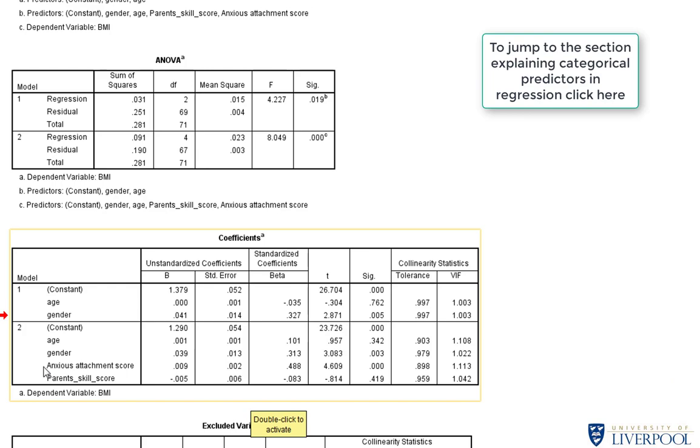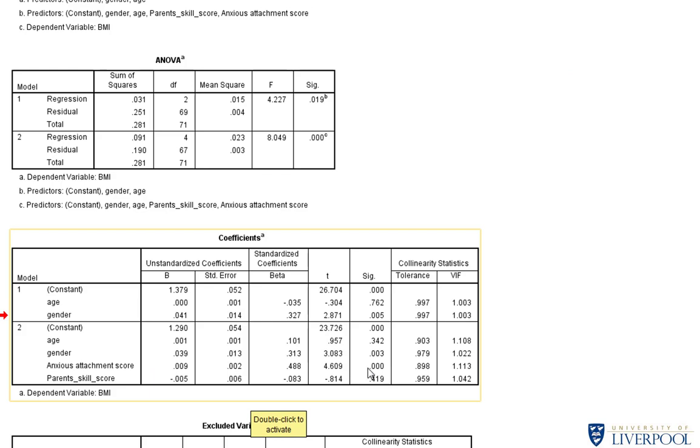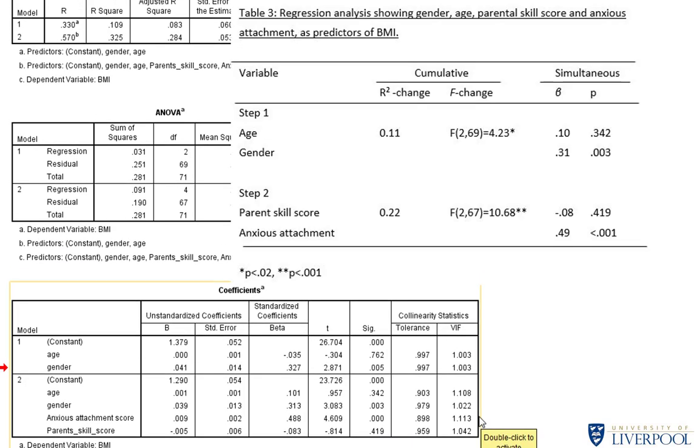Just to move on to the others, as you can see, anxious attachment score, as we've seen previously, has a positive association with BMI. Parent skill score has no significant correlation with BMI. So we've got two significant predictors, which are gender and anxious attachment, and age and parent skill score do not predict it. And we'd write this up in the same table, in which we'd simply show the statistics from the simultaneous model, and therefore the reader has a nice clear breakdown of the significant predictors and the direction of that relationship in this table.